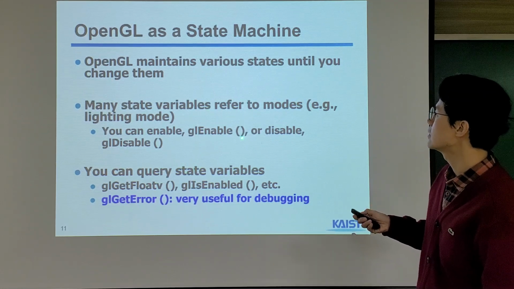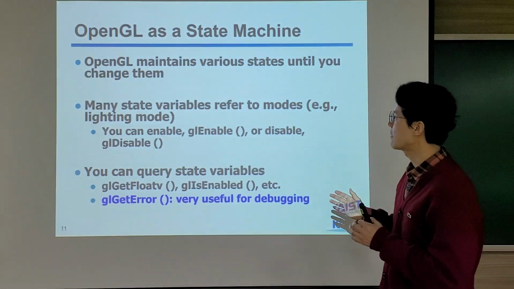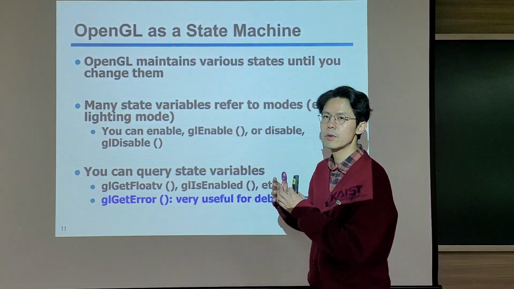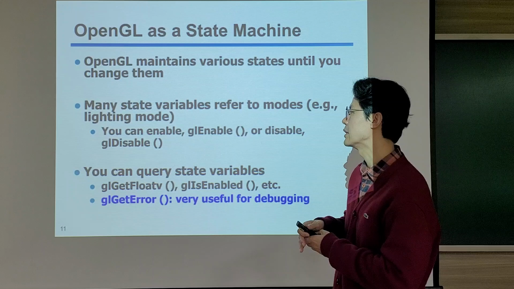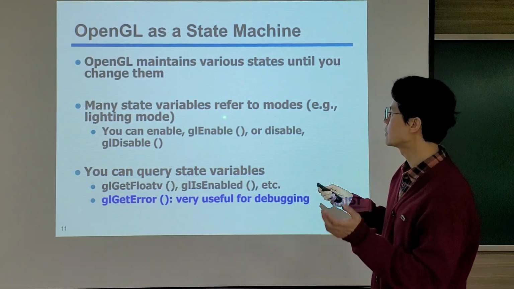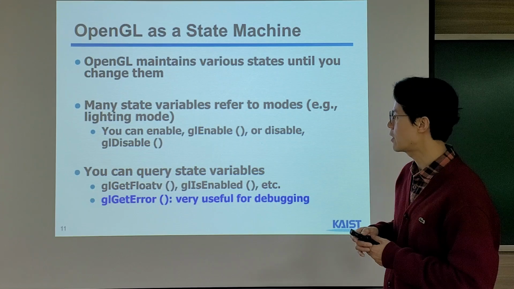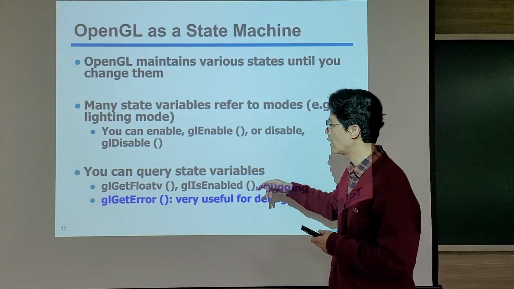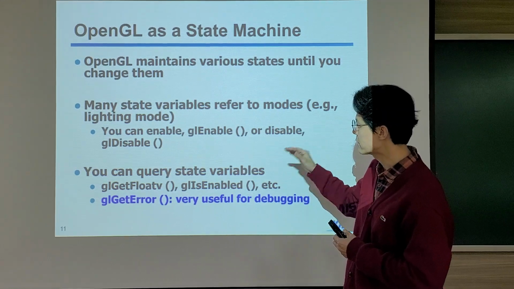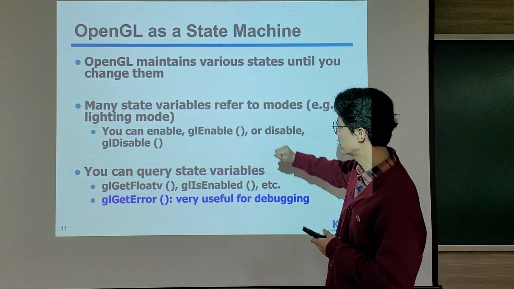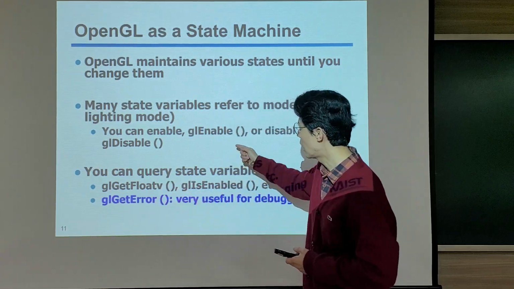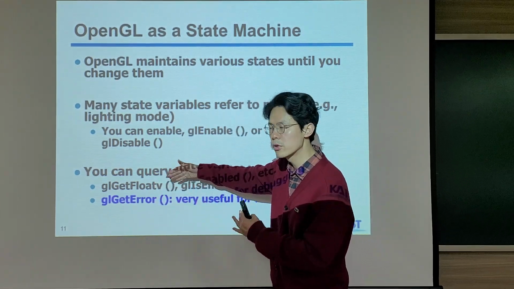There are also many state variables, which are referred to as some sort of mode. For example, if you want to enable lighting, you have to enable it. That's why there are functions like glEnable and glDisable. You can also ask what the state of these variables is, like with glGetFloat. Obviously, you need to give what kind of mode you want to know.